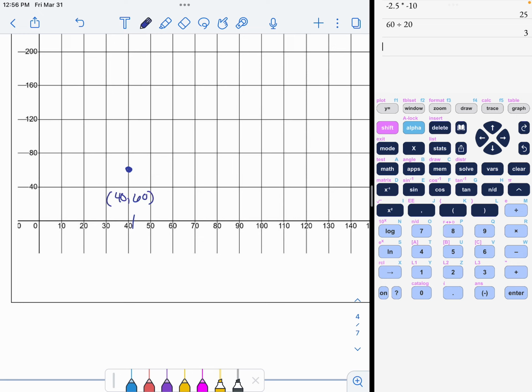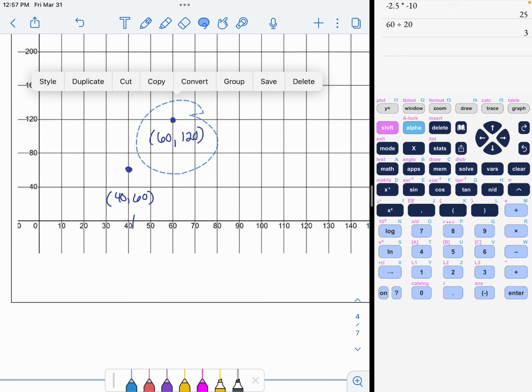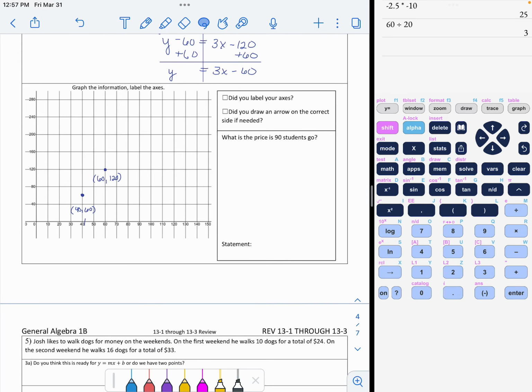My other point was over 60 and up 120, I do believe. So let's get that dot ready to go. That's a better looking dot. 60 and 120. And now we'll connect. I'm not going to go anywhere in the negatives because it doesn't make sense to have a negative number of people or a negative amount. So I'm just going to kind of go right there, and that's the end of it.